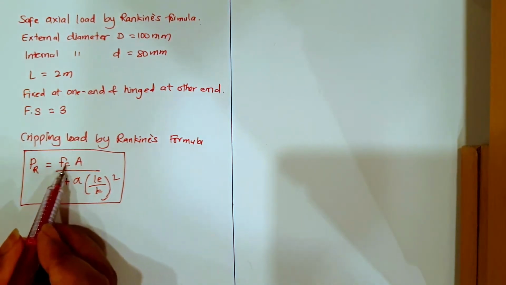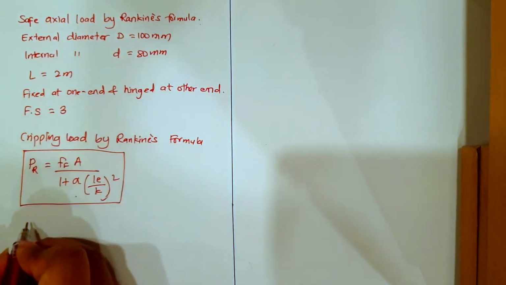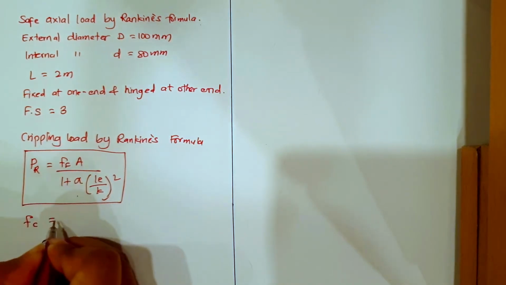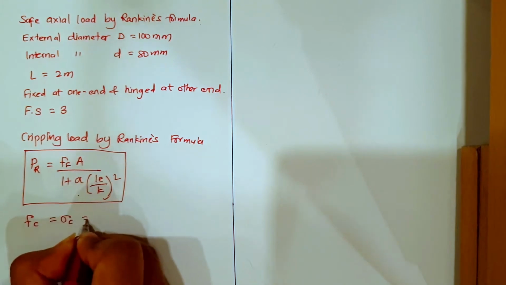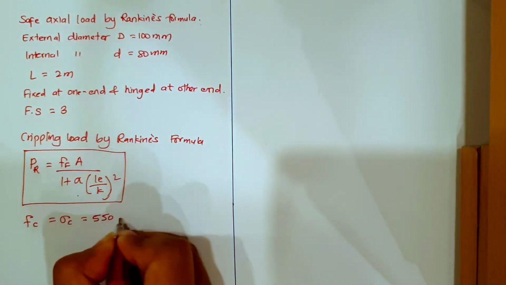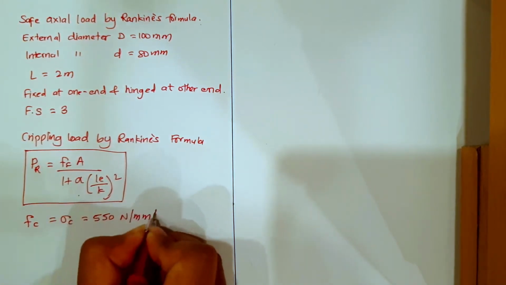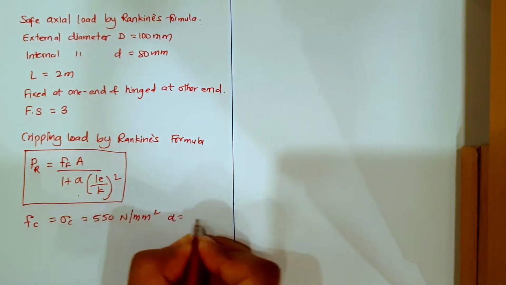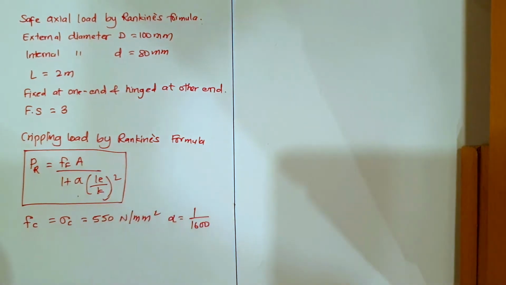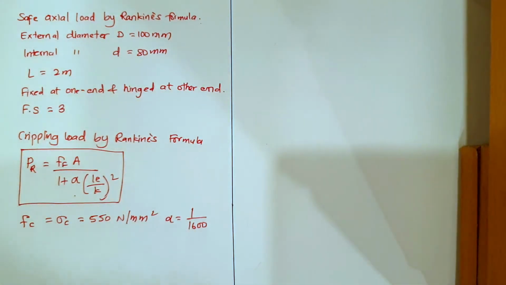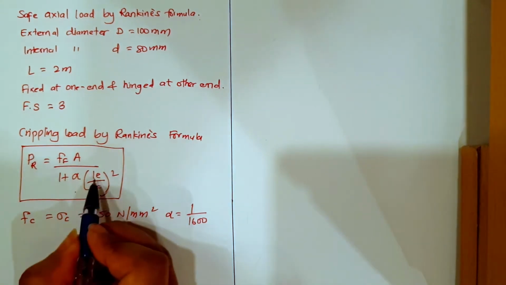Now from here, the value of FC and alpha is given. So how much is given? FC is given in the question, sigma C is given equal to 550 Newton per mm square, and Rankine's constant alpha is given equal to 1 by 1600. So these are all the given values. I have noted down the formula also. Now let us start by finding the effective length LE.